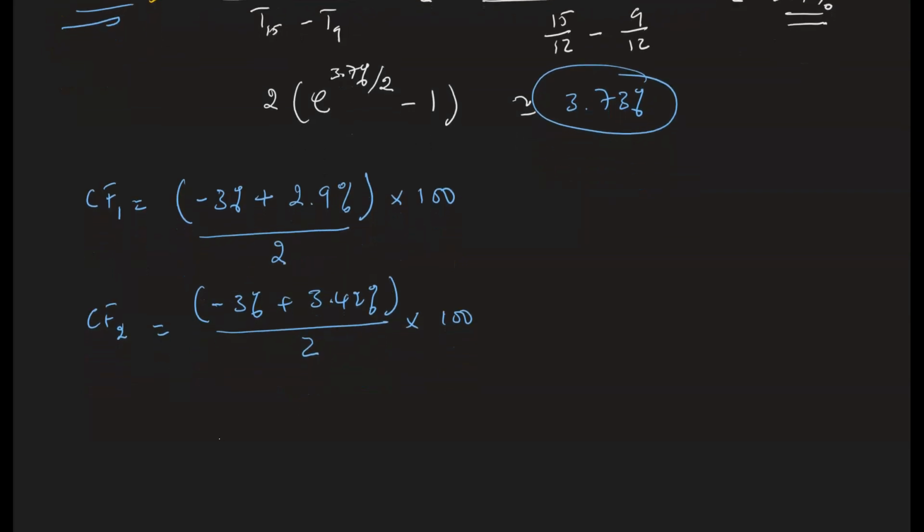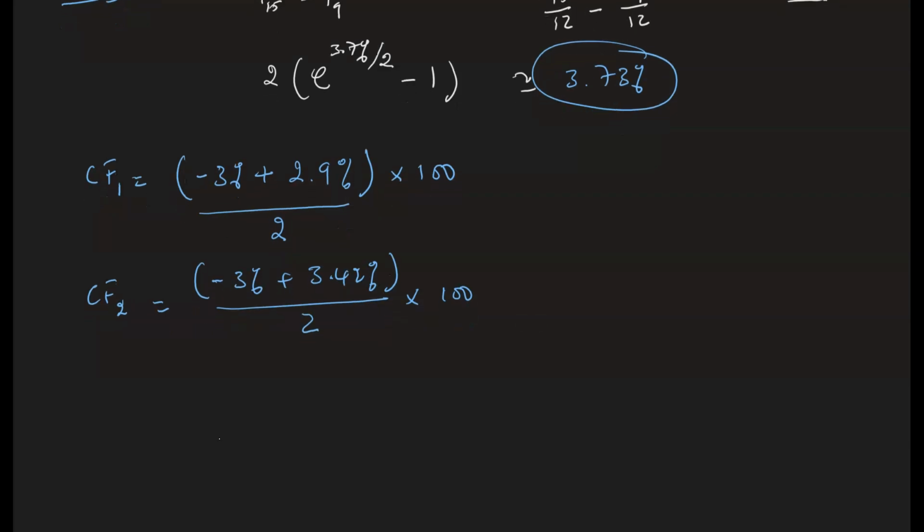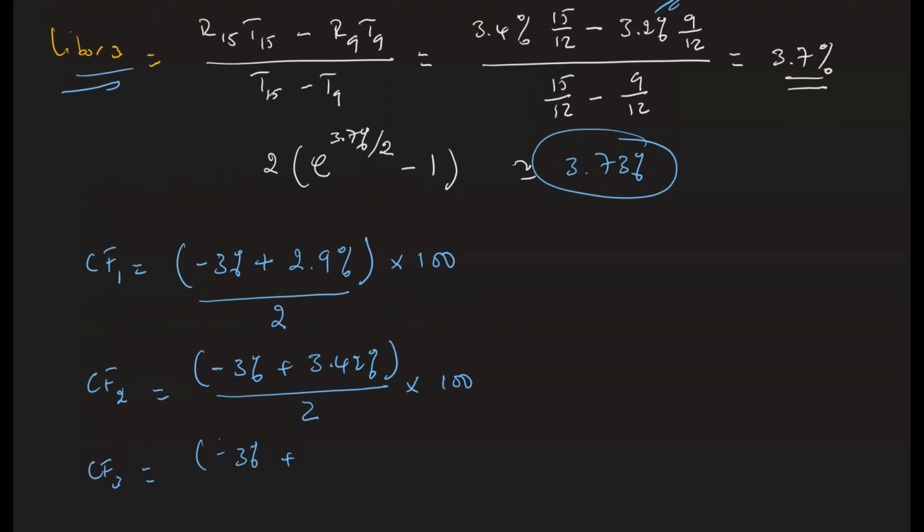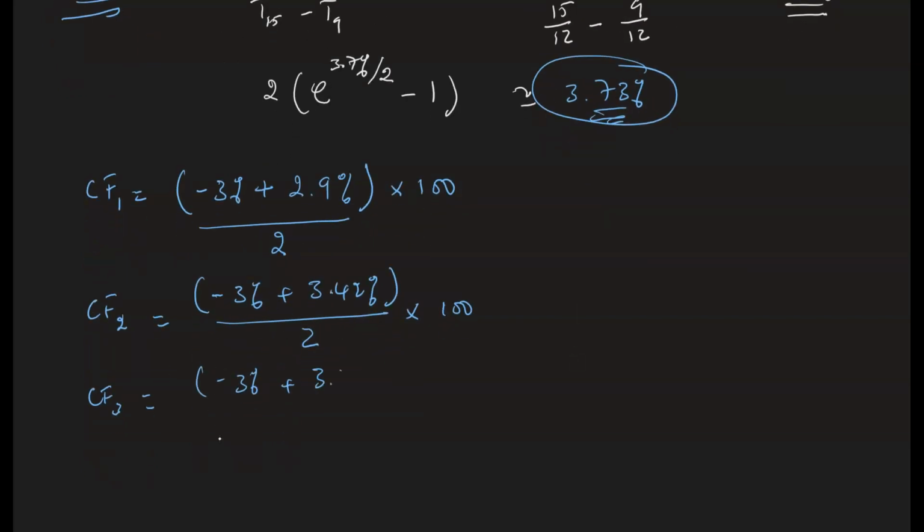And finally, we have our third cash flow, which is going to be equal to the following. Is going to be equal to minus 3% plus the last LIBOR was 3.73% plus 3.73% divided by 2 multiplied by 100. Again, these are 100 million, right, for our notional.